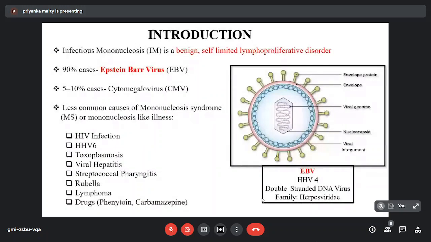90% of cases of infectious mononucleosis are caused by Epstein-Barr virus. Epstein-Barr virus, also known as human herpes virus 4, is a double-stranded DNA virus belonging to the family Herpesviridae. 5 to 10% of cases are caused by cytomegalovirus. Less common causes of mononucleosis syndrome or mononucleosis-like illness are HIV infection, HHV6, toxoplasmosis, viral hepatitis, streptococcal pharyngitis, rubella, lymphoma, and drugs like phenytoin and carbamazepine.